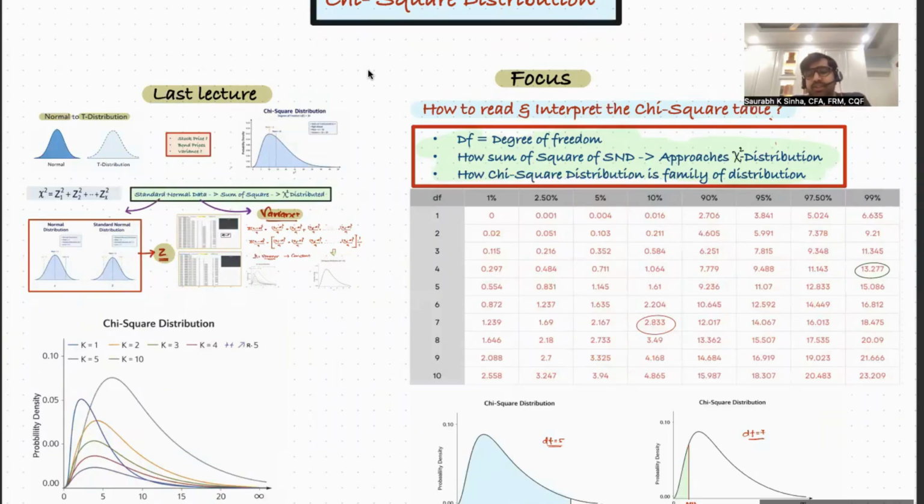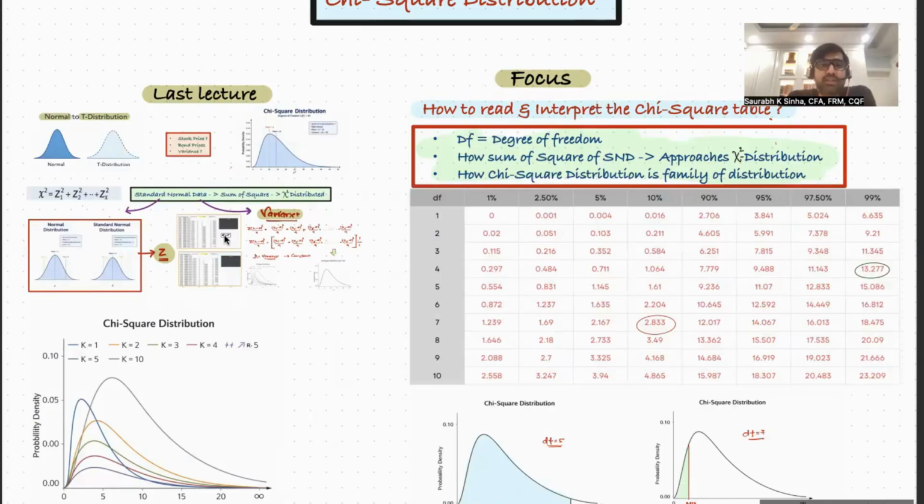And in this series of lectures on statistics, we are in continuous probability distribution. In continuous probability distribution, we completed normal distribution, we completed t-distribution. In the last session, we discussed the chi-square distribution, and this is a continuation video on chi-square distribution.